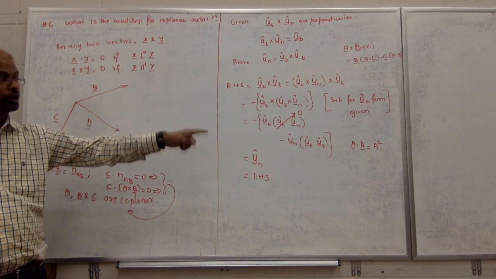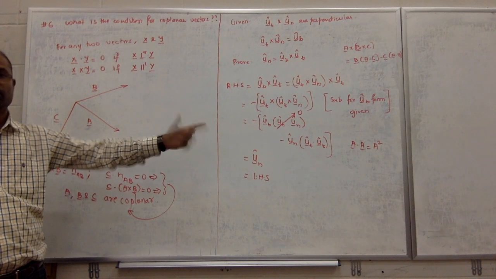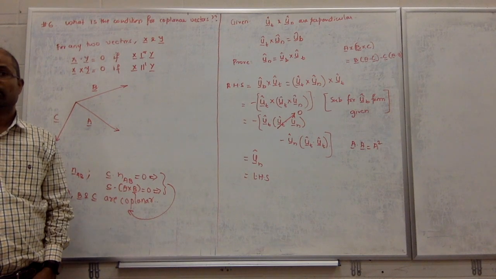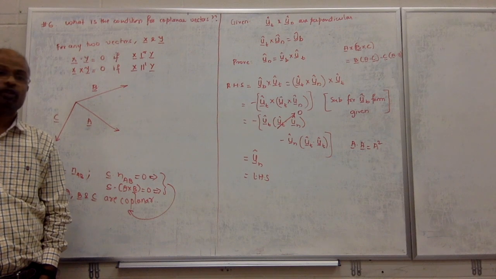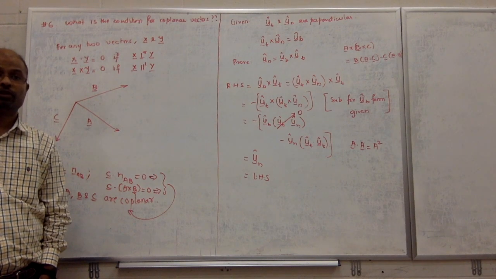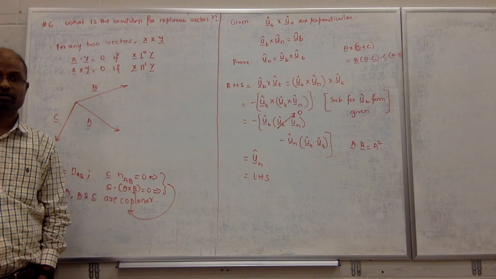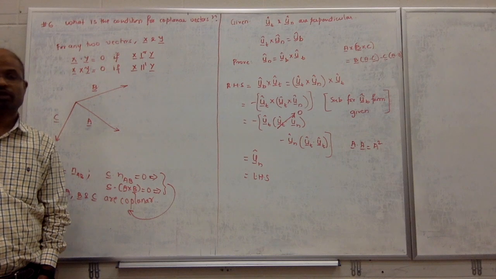Right? U dotted with U. What is U square? 1. Magnitude of unit vector. What is the magnitude of a unit vector? Oh, it's 1. So 1 square is what? 1. So these are things you need to know. These are very, very basic.